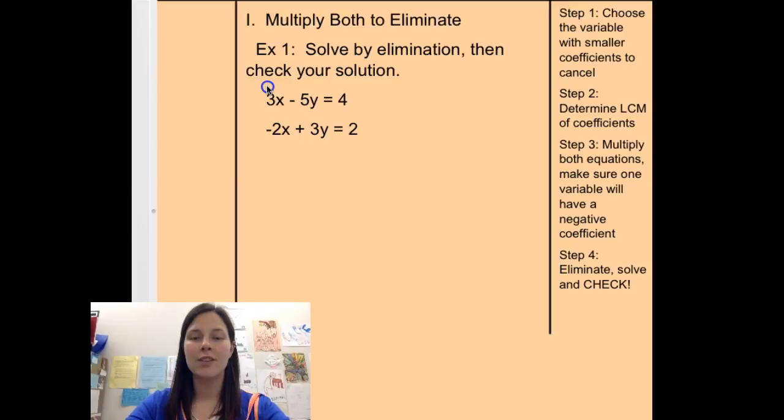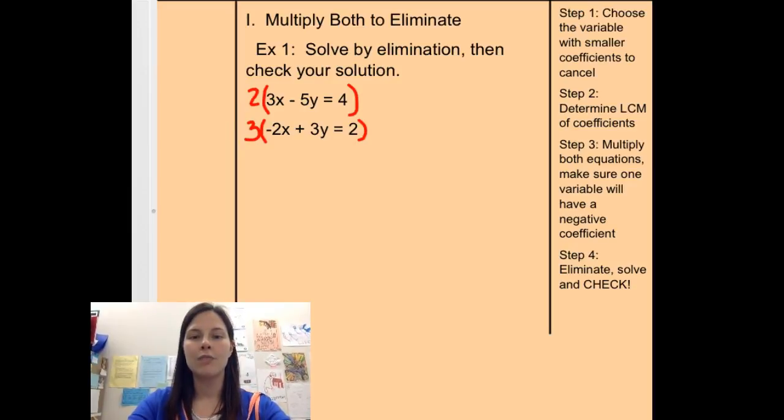Looking at those x coefficients, we have 3 and -2. 3 and 2 both go into 6. So I will multiply the first equation by 2. 2 times 3 will give me that 6. I'll multiply my second equation by 3. 3 times -2 will give me -6, so my x's will cancel.